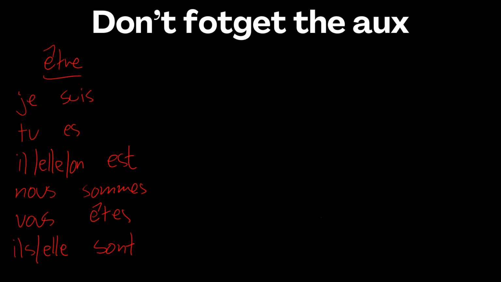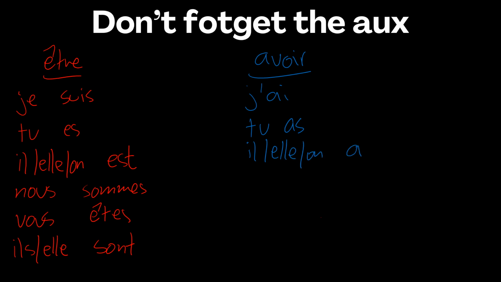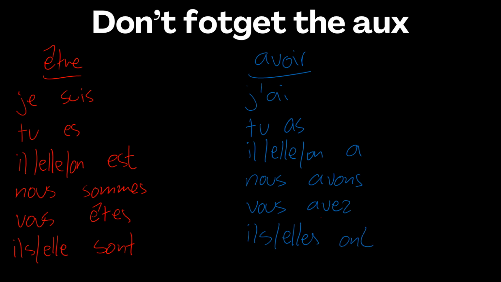Okay? Now, for avoir, this is what you need to know. This is the present tense of the verb avoir. It goes like this. J'ai, so I have. Tu as. Il, elle, or on a. Nous avons. Vous avez. And ils, elles ont.